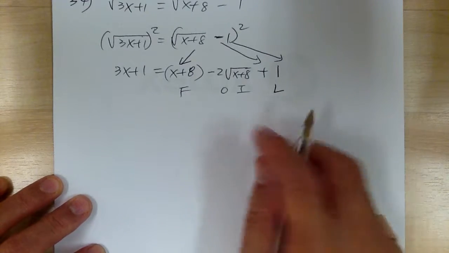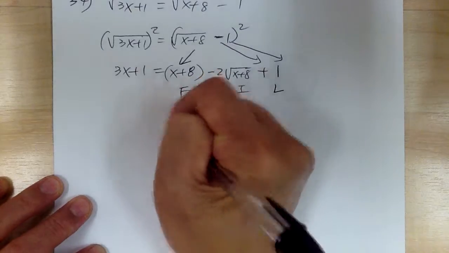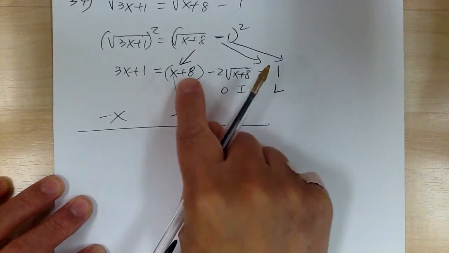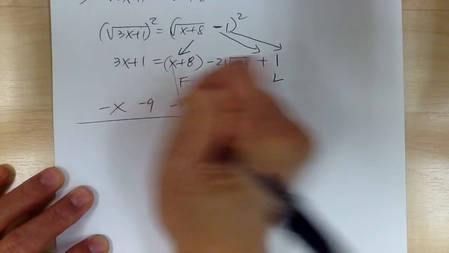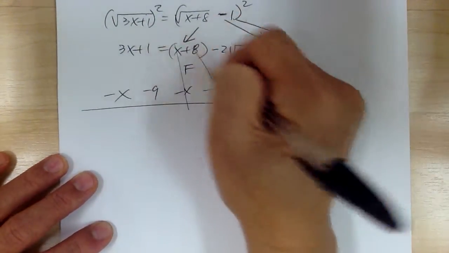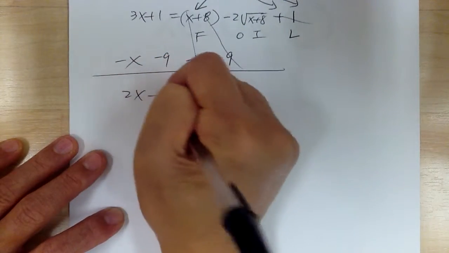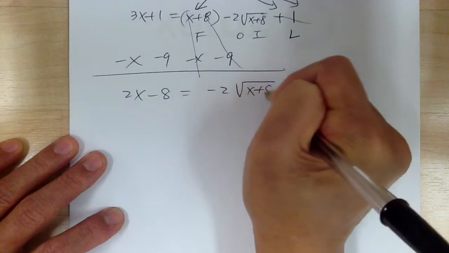Okay, so now I need to isolate this square root again. So I'm going to minus x on both sides so that this will cancel out. I have a plus 8 and plus 1, so I need to minus 9 on both sides. So it will cancel out that and that. Okay, so I get 2x minus 8 equal to negative 2 times square root of x plus 8.